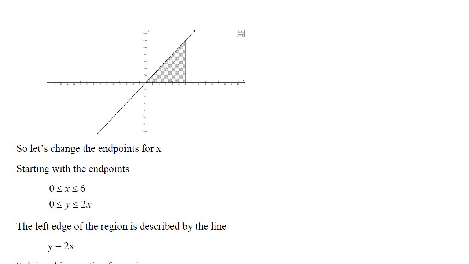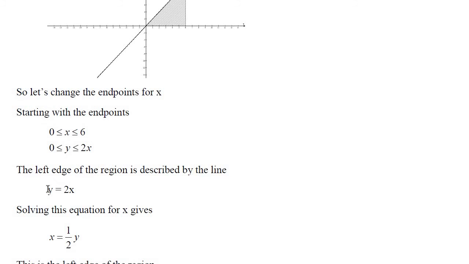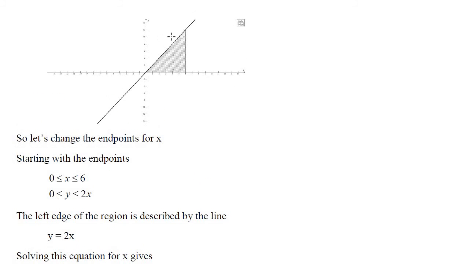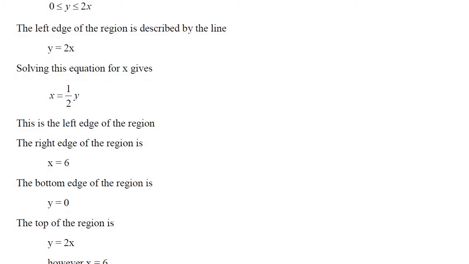So, got to find the formula for that left edge. So the left edge is y equal to 2x. If I solve that for x, that gives me x is equal to 1/2 y. So this line, y equal to 2x, is the same thing as saying x is equal to 1/2 y. So I can describe 1/2 y as a left edge, and then my right edge is still going to be 6. So here's my left edge, x is equal to 1/2 y, and my right edge is x equal to 6.